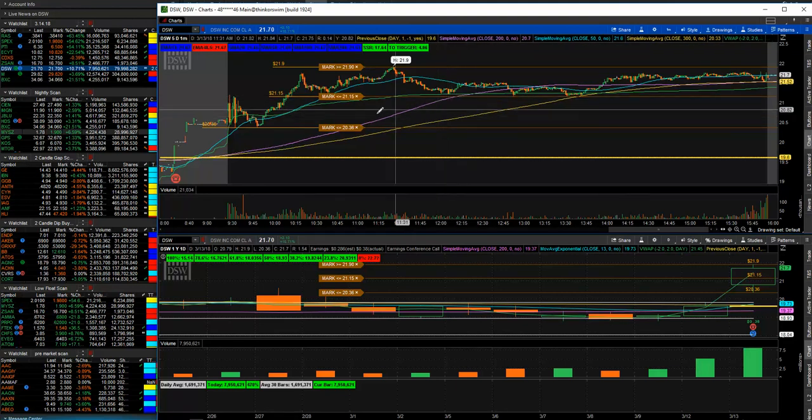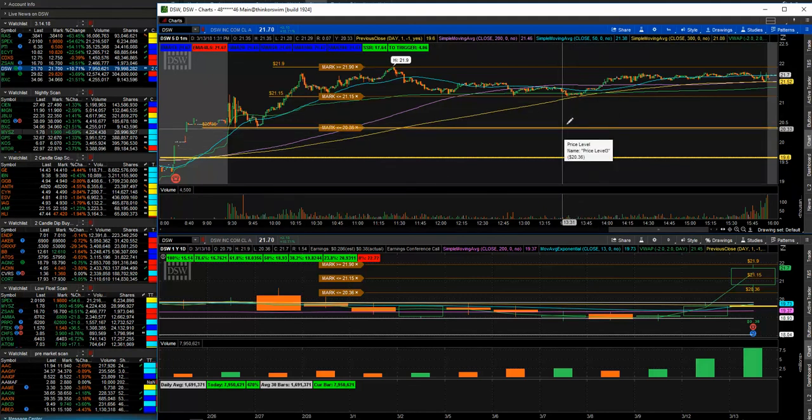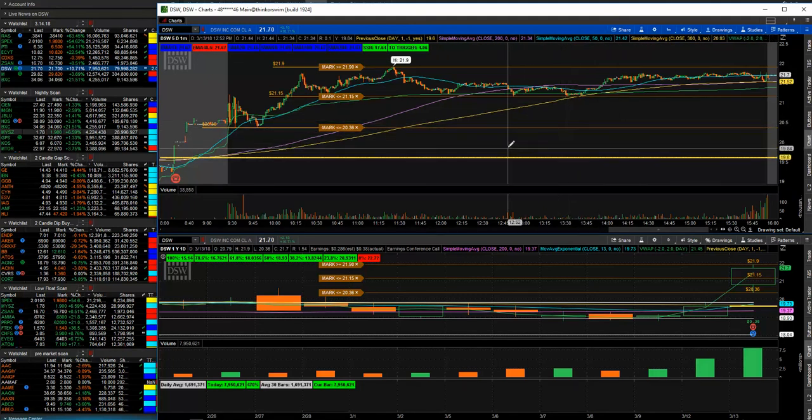And even though you do have support here, I think this thing can retest 20.36. If it holds, you can buy the dip. But if it can't hold that, this thing gets back to $19. So I'll definitely be looking for a short opportunity, risking off one of these key levels.